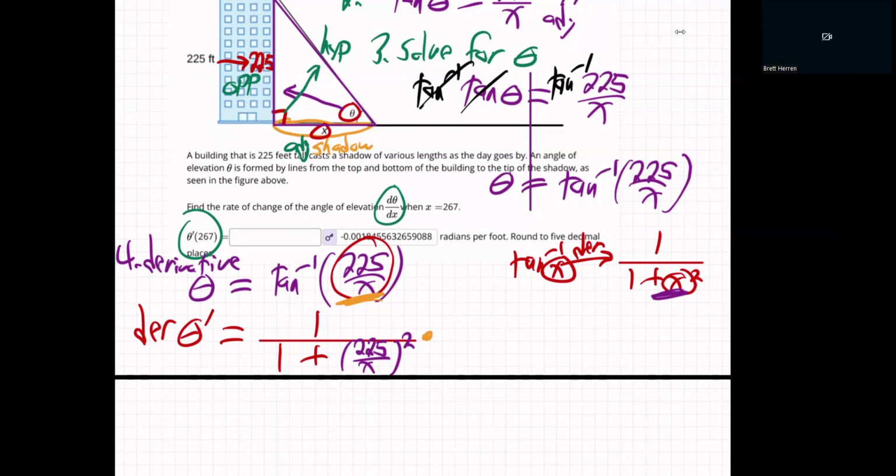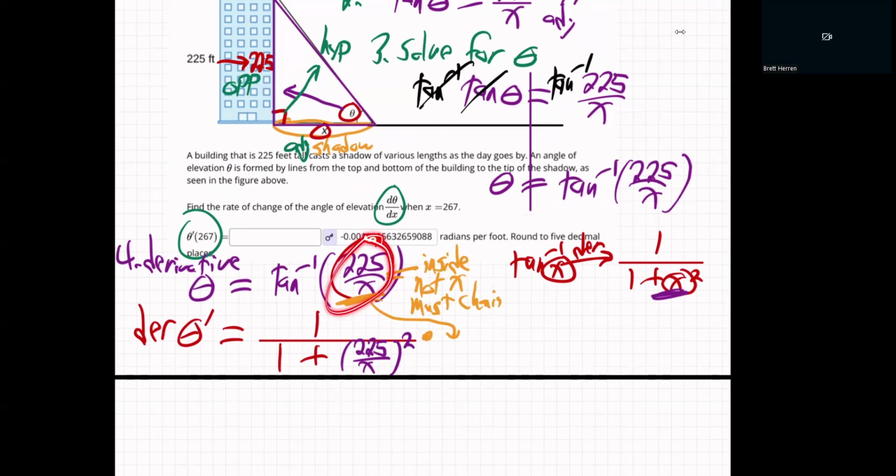Hold on. Let me back up. First off, are you understanding what I'm saying? Whenever the inside is not x, we must do the chain rule. That's what the chain rule says. If the inside is not simple x, then you got to do the derivative of that piece right there. Now, how do we take the derivative of this piece right here? Well, it's a fraction. So we got to use the quotient rule.